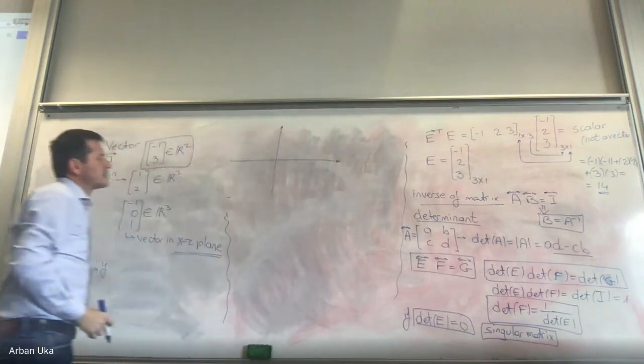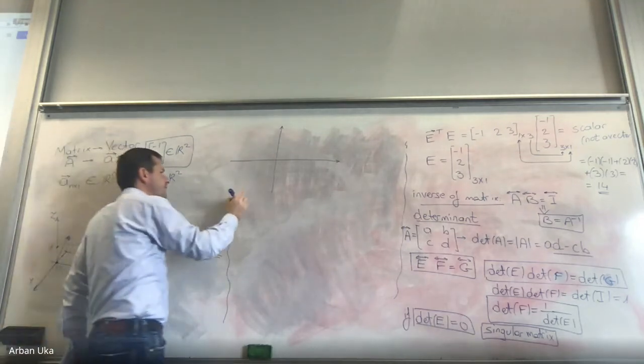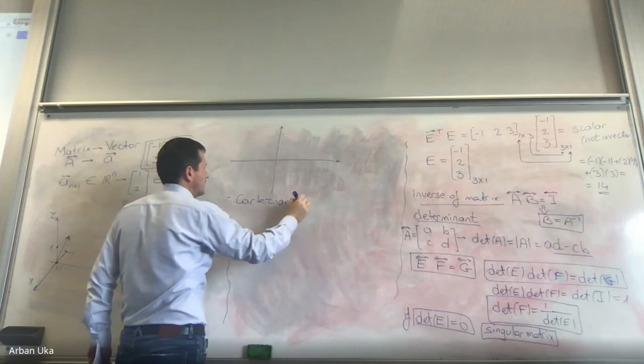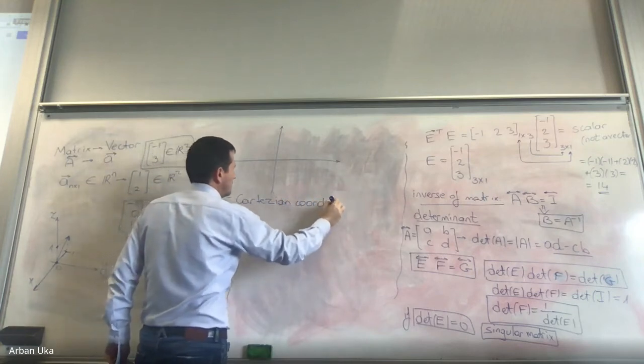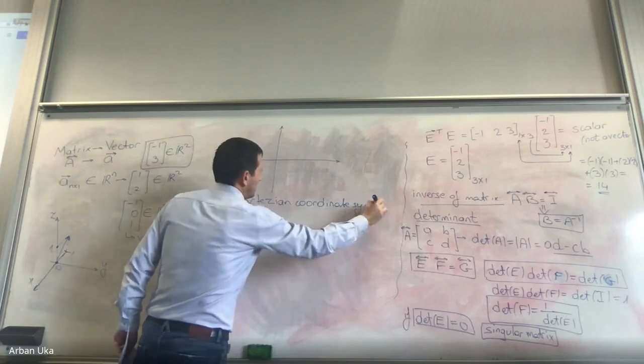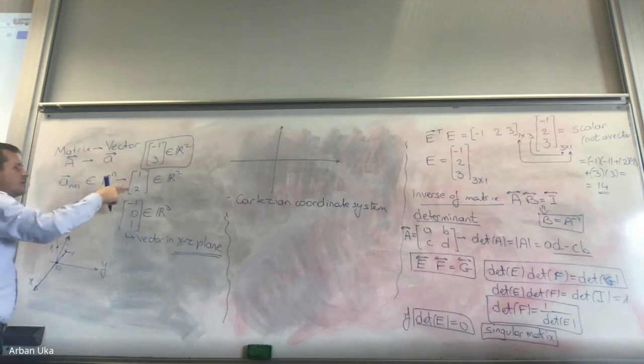So we can also consider the two-dimensional space, or the orthogonal Cartesian coordinate system. Let's try to project this point. This is 1, 2.